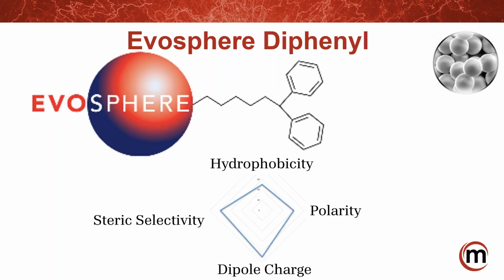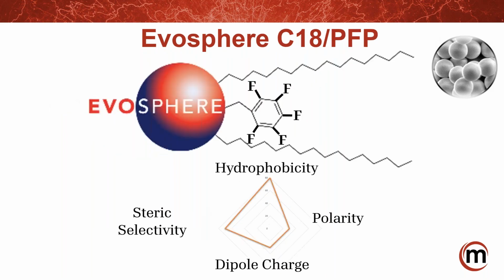This is my favorite phase, I say. It's the diphenyl hexyl, which is interesting because phenols tend to bleed at low pH. If you can stabilize the phenyl character on the silica, you get more phenyl character and less bleed. And it gives you an interesting selectivity for different analyte sets.